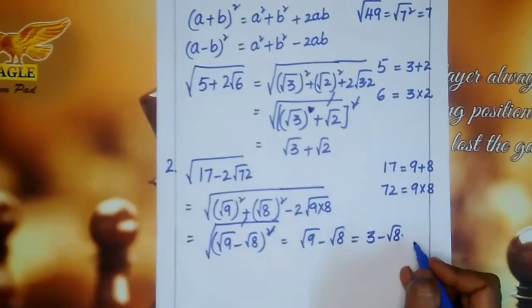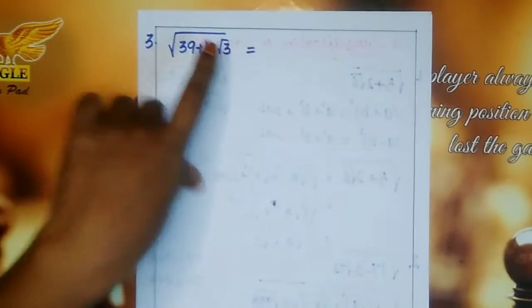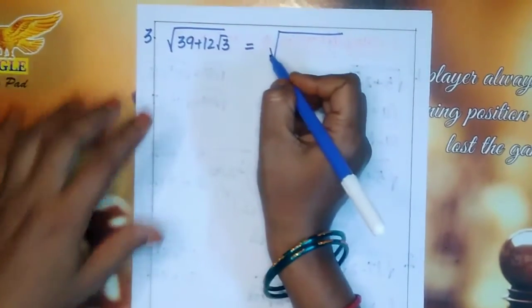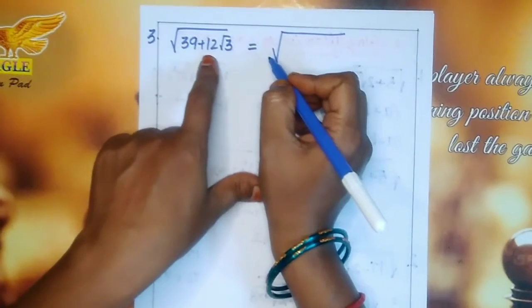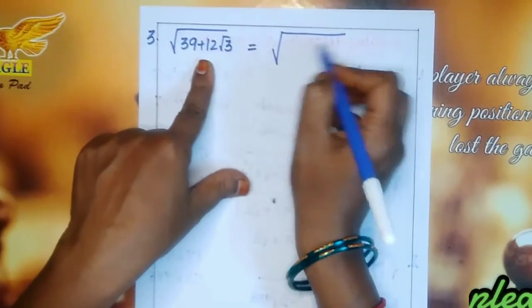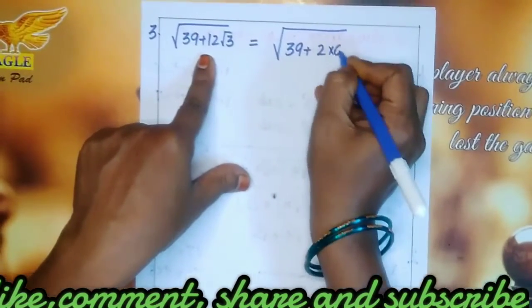Now, next question. What is square root of 39 plus 12 root 3? Here, there is a difference between this question and before questions. In before questions, this inner radical 2 is present, but here 12 is present. This 12 you have to split like 2 into 6. So, 39 plus 2 into 6 into root 3.